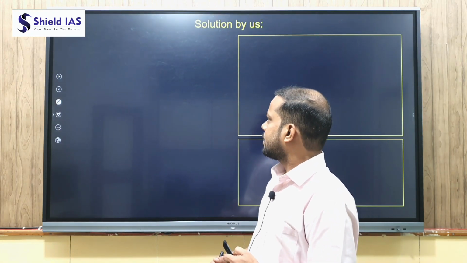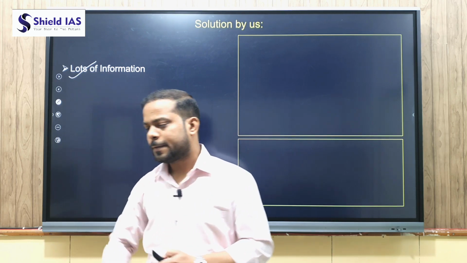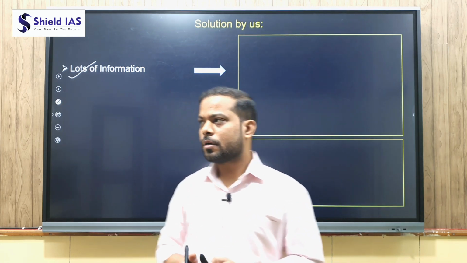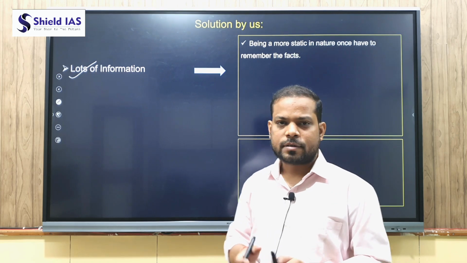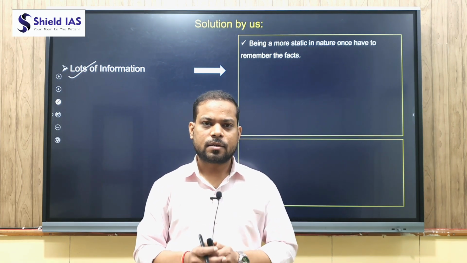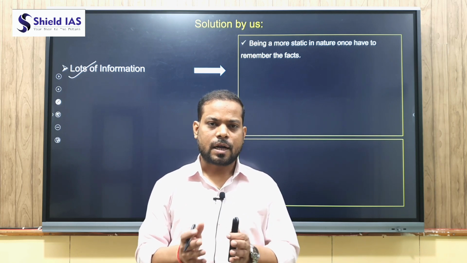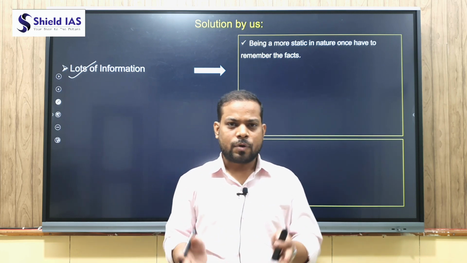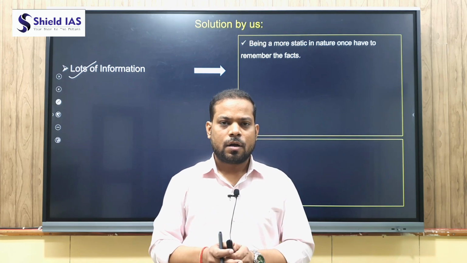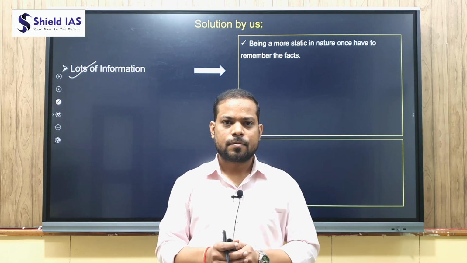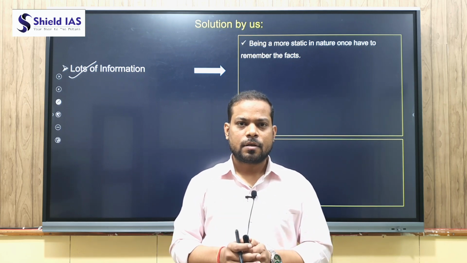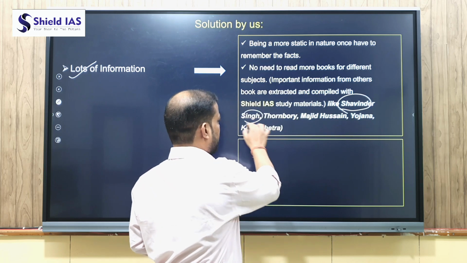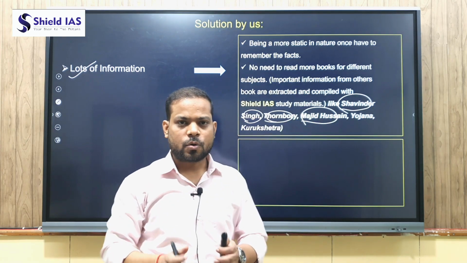And the next problem of the student is lots of information. The geography optional is more static in nature and students have to remember many facts, for example countries, locations, physical features, climatic features, economic features, etc. To help with all these facts, we will cover them in class notes and SEALED IAS study material, and hence students need not purchase different books like Savindra Singh, Thornbury, Majid Husain, Yojana, Kurukshetra, etc.